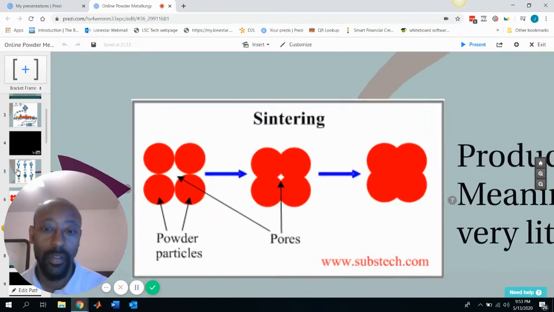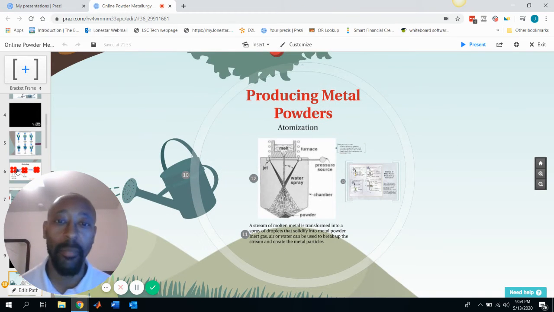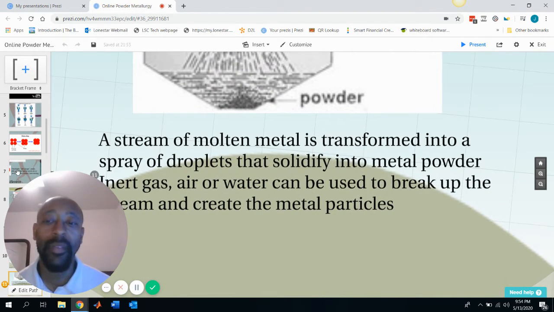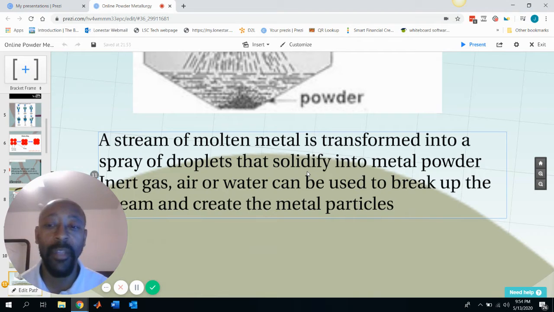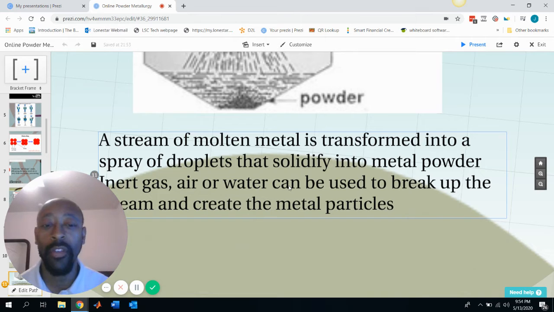All right, now let's start to talk about how some of those metal powders are made. The first and most common way of making metal powders is called atomization. The basic atomization process is when you have a stream of molten metal, and this stream is then turned into metal droplets, and they're solidified typically by blowing either an inert gas, air, or water across it, and that breaks up the metal stream and creates metal particles.